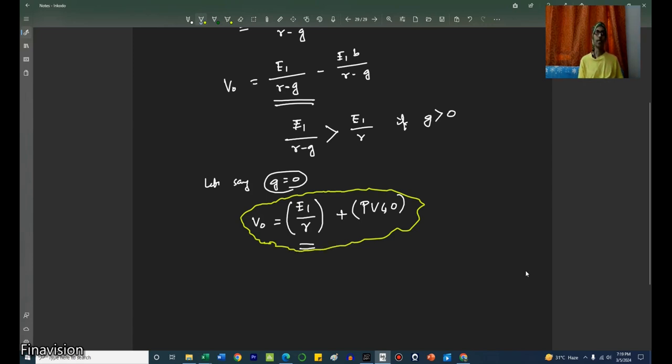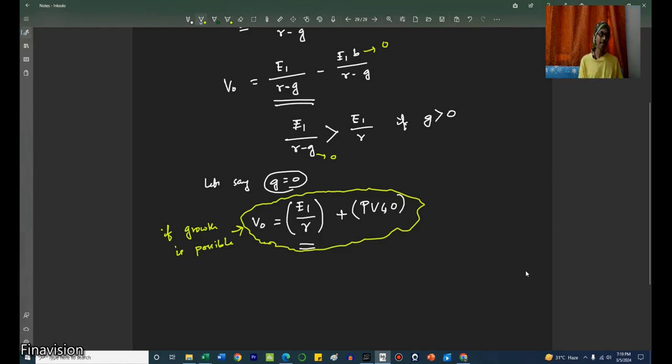Again I will repeat, if growth rate is equal to 0, then the ideal thing is to reduce the retention rate also to 0. So the expression becomes simply V0 is equal to E1 by R. Now if growth is possible, then V0 is equal to E1 by R, which is the value under the condition of no growth, plus whatever the present value of future growth opportunities are.